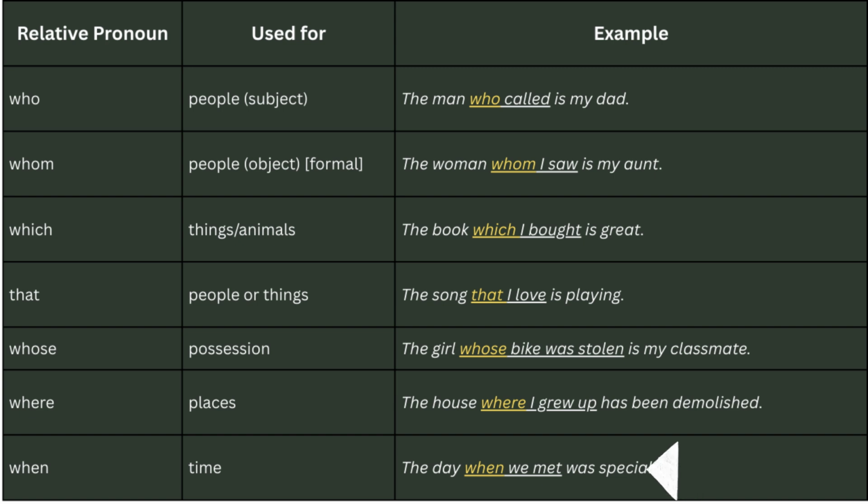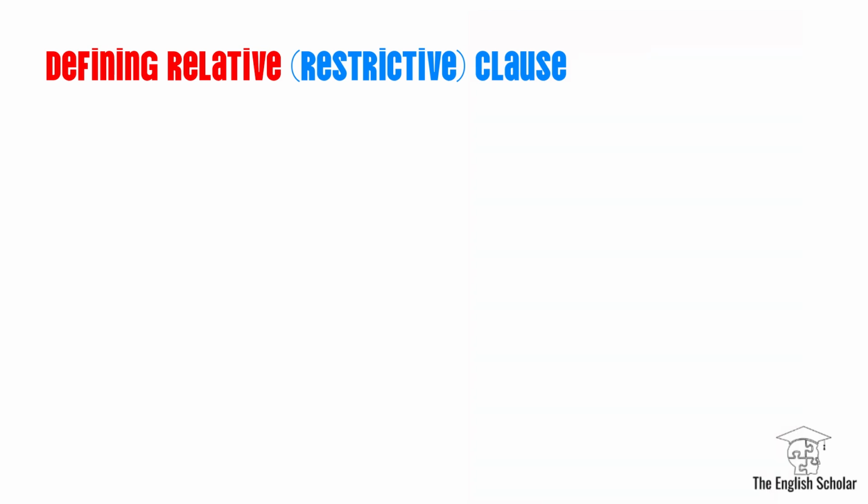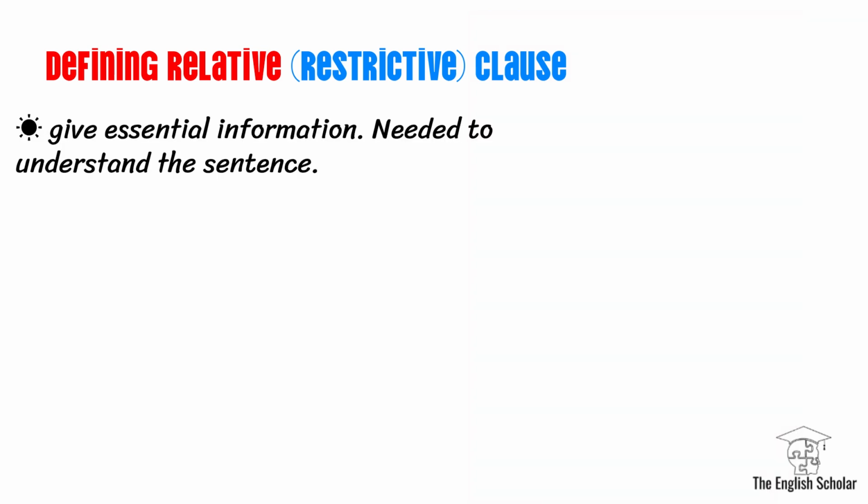Notice that these clauses begin with relative pronouns, which is why they are called relative clauses. Also notice that they follow after the nouns they describe or give more information about. There are two types of relative clauses. One, defining relative clauses, also called restrictive clauses. They give essential information that defines which person or thing we're talking about.